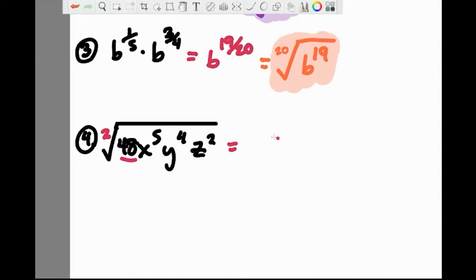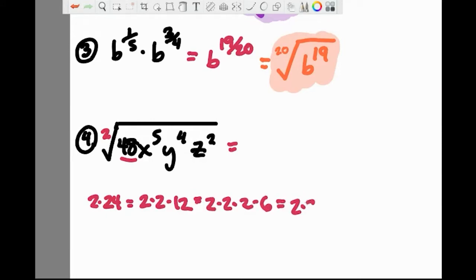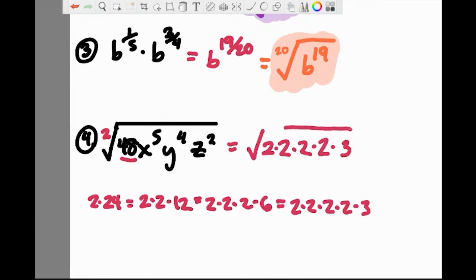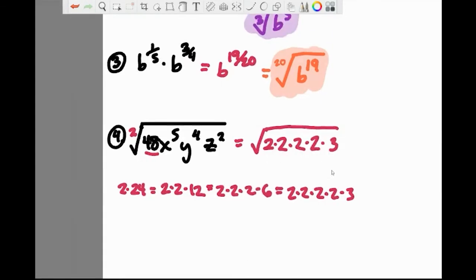It's a square root. What we're going to do is factor out this 48, which is 2 times 24, which is equal to 2 times 2 times 12, which is equal to 2 times 2 times 2 times 6, which is equal to 2 times 2 times 2 times 2 times 3. It helps to factor all that out separate from the actual problem, and then I'm just going to throw it back up here. That's just the 48.